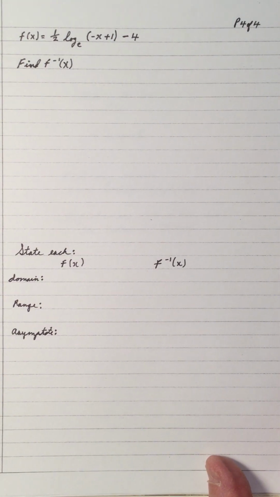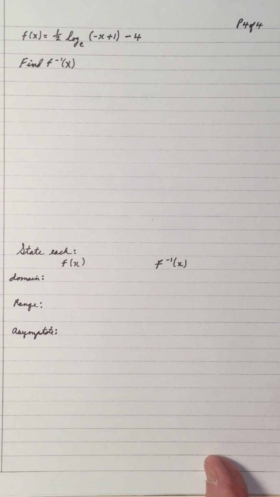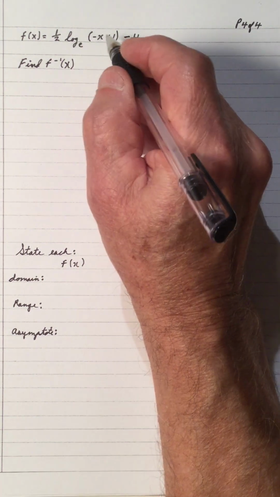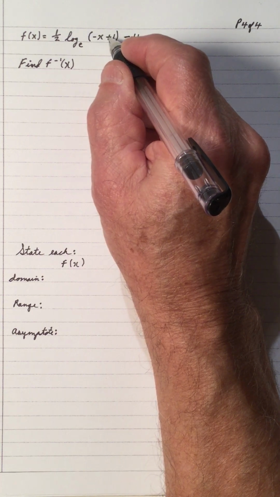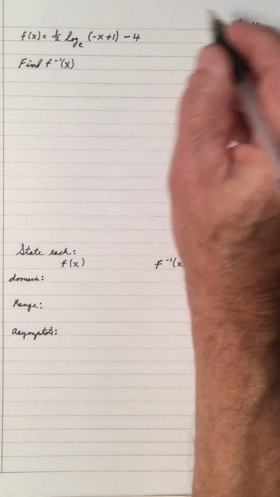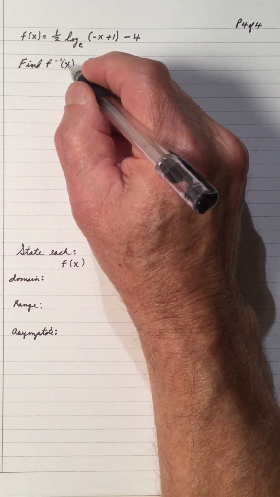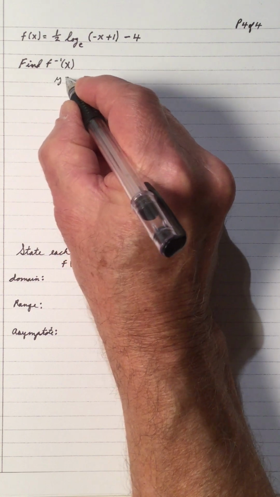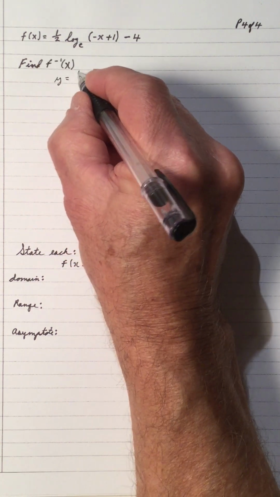Now I have one without graphing. It says f of x equals a half log of negative x plus 1 to the base e minus 4. So this is the log form. Now I'm going to look for its inverse. So that's the f of x. So I change the f of x to a y.